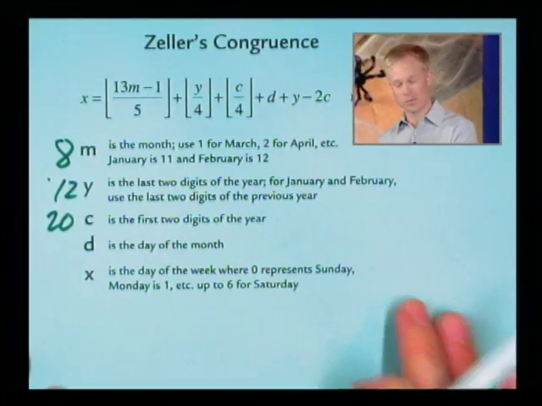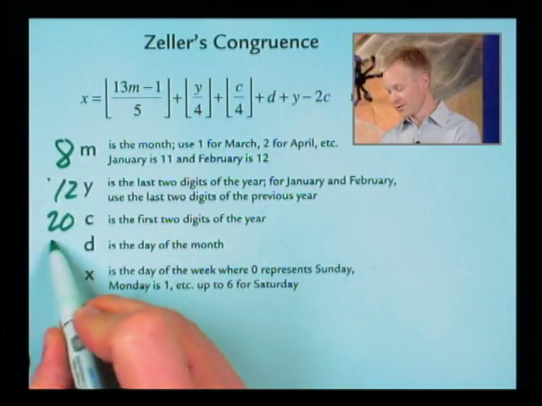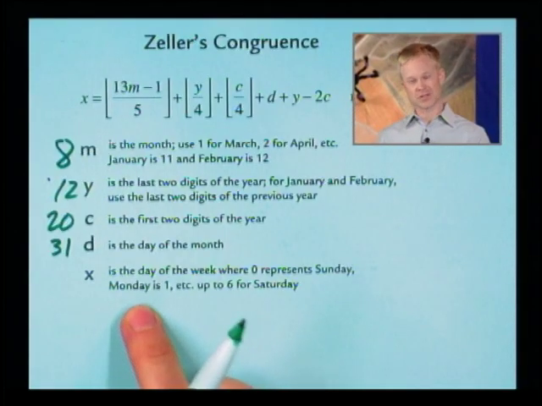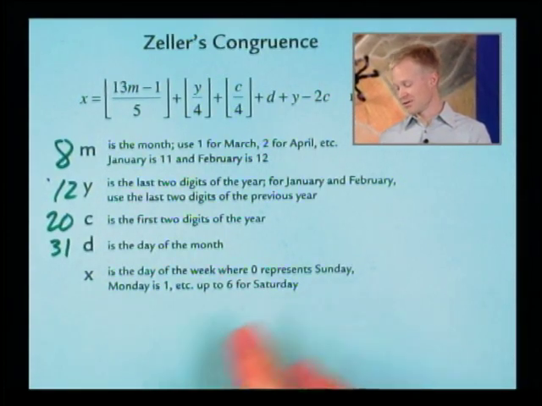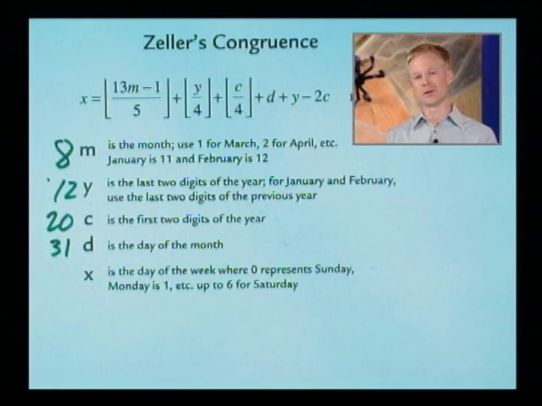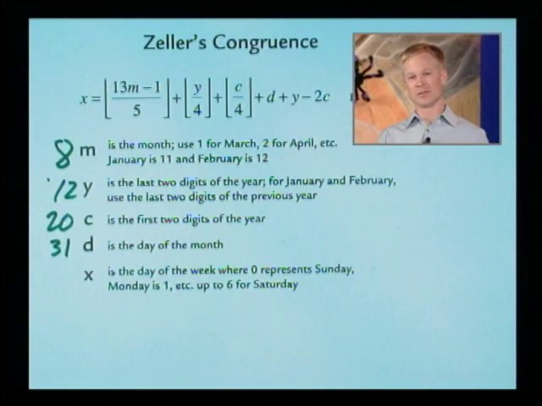D is the day of the month. We wanted Halloween, so that's going to be the 31st. And then X is the result, and that's going to be the day of the week. And if you look how this works, it's numbered for 0 is Sunday, Monday is 1, Tuesday is 2, etc. So when all is said and done, you're going to get a number 0 through 6. And this equation is actually going to tell us exactly what day Halloween will be, 2012.